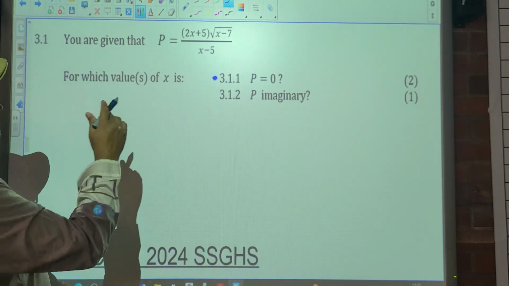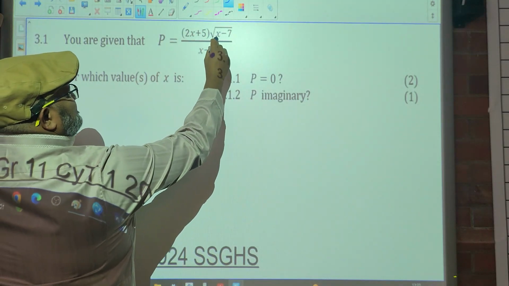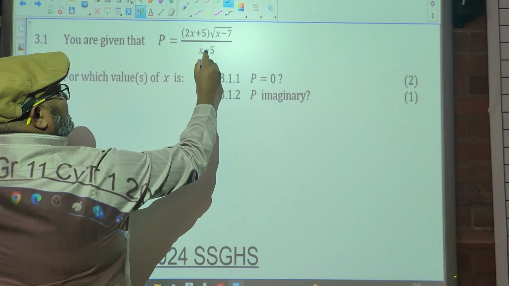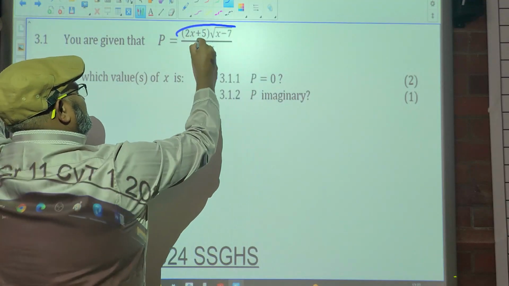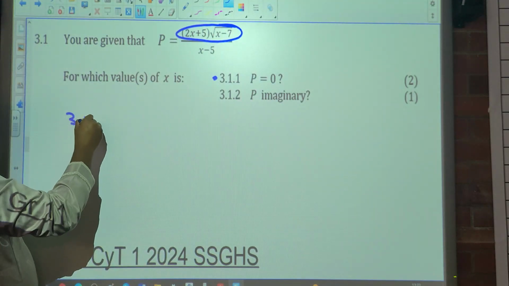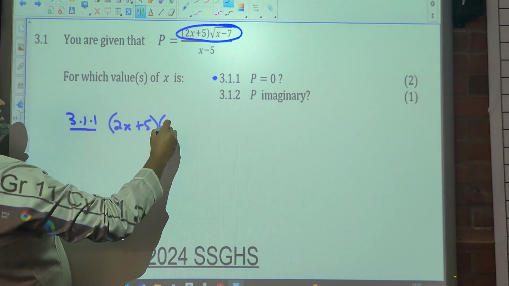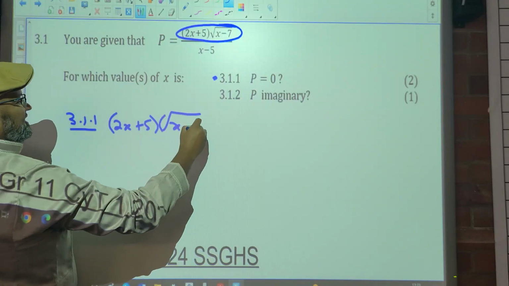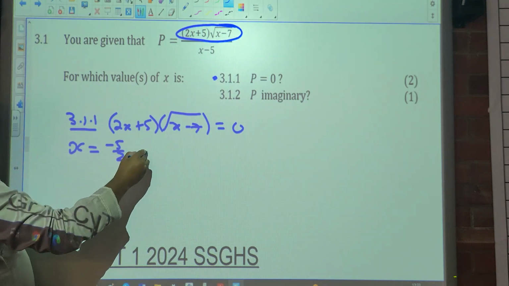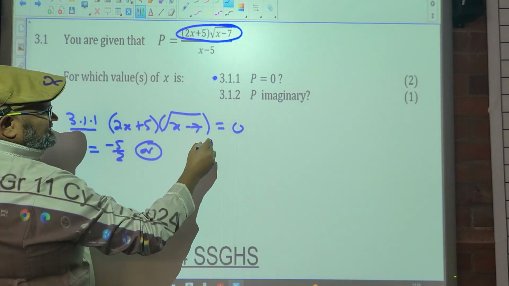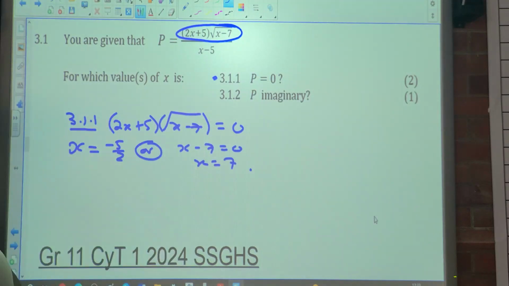Importantly, the question says p equals 2x plus 5 times the root of x minus 7, over x minus 5. Where is p equal to 0? When the numerator is equal to 0. In other words, where 2x plus 5 times the root of x minus 7 is equal to 0. So set each one equal to 0. So x is equal to negative 5 over 2, or the root of x minus 7 is equal to 0, square both sides, so x is equal to 7.